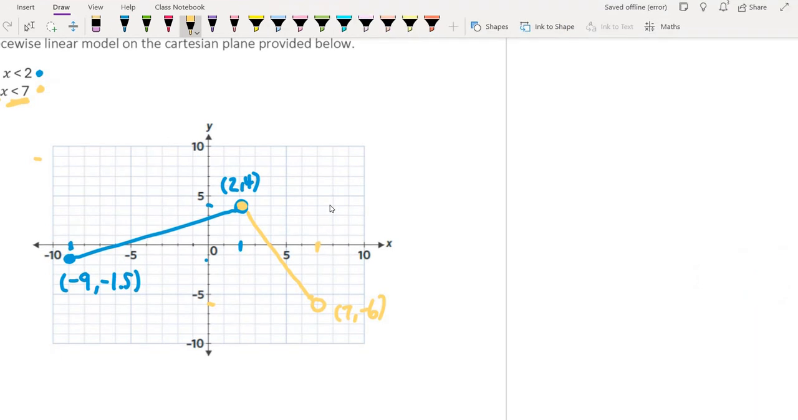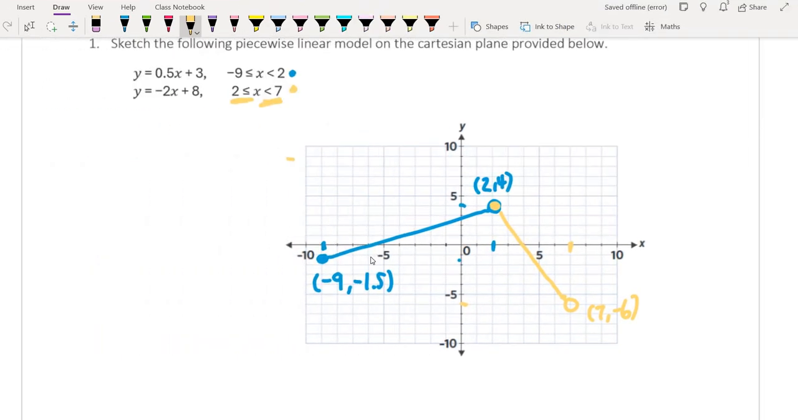So see how this is different to a normal linear graph where we just have one straight line. This has 2 parts like this. The blue part starts here, ends here. The yellow part, the second part, starts here and ends here.